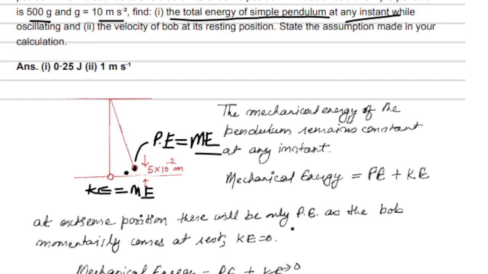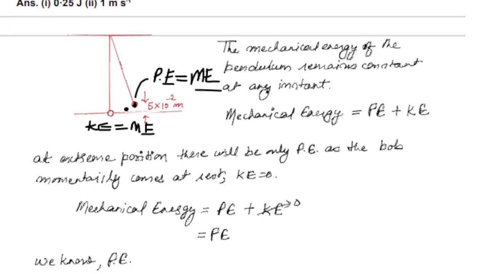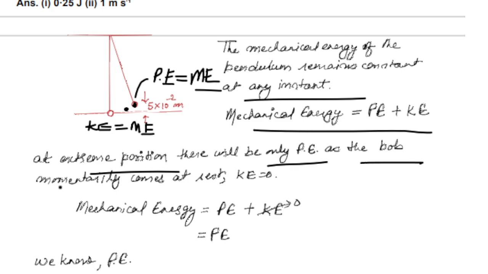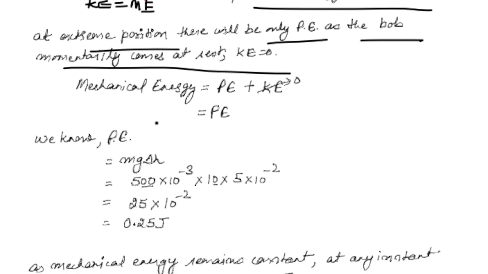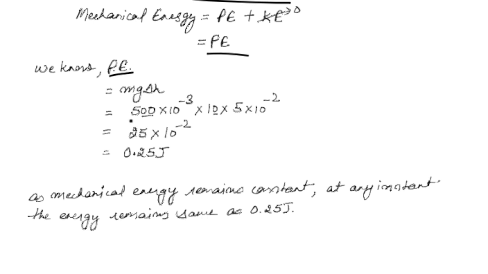We can just read the theory here. The mechanical energy of the pendulum remains constant at any instant. Mechanical energy is given as this. At the extreme position, there will be only potential energy as the bob momentarily comes to rest. K is 0 because v is 0. Mechanical energy will be this, only potential energy. For potential energy, we have the formula mgΔh; height is given, mass is given, and g is asked to be taken as 10. So we calculate 0.25 joules.